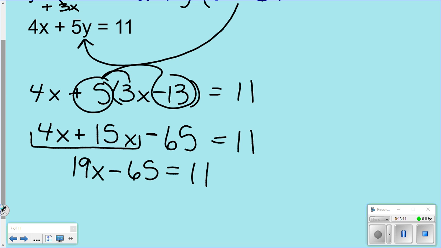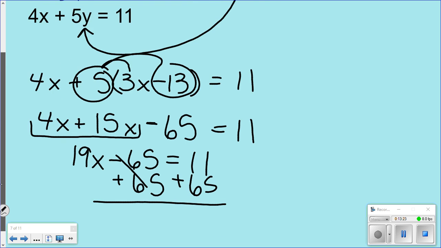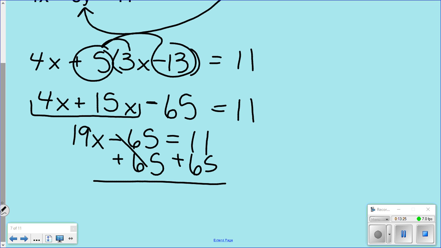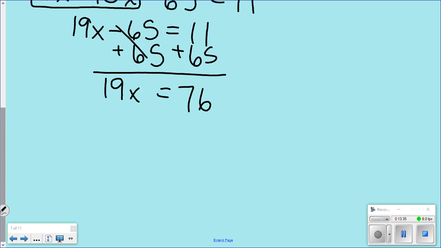Now what? Two-step equation. What am I going to do next? Add 65. Is that what you're going to say? Perfect. Let's do that. So you seriously have to think of everything we ever learned. If you didn't know, you're probably starting to figure out that everything we learned is starting to pile on top of each other. Okay, so then I have 19x equals 76. And believe it or not, 19 goes into 76 perfectly. Divide by 19, divide by 19, x is going to be 4.